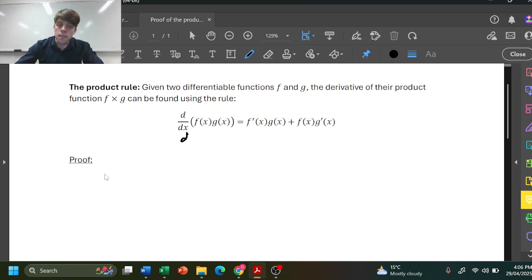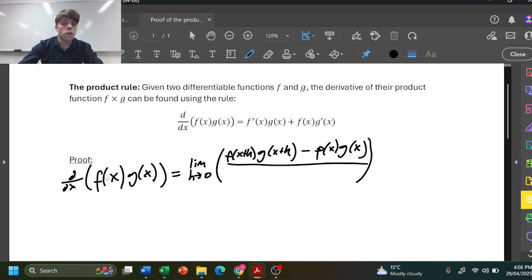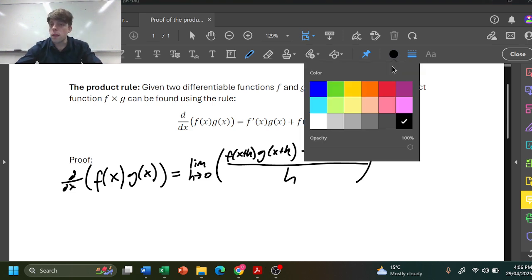Right, so to start things out, just like in the last video, we're going to start with the definition of the derivative. So we're going to find the derivative of f times g of x. Now, using the limit definition of the derivative, this is going to be equal to the limit as h goes to 0 of this function with an input of x plus h. So that would be f of x plus h times g of x plus h, right? So it's just that function, we replace x with x plus h, minus f of x times g of x, so the function with an input of x, divided by h. That's the definition.